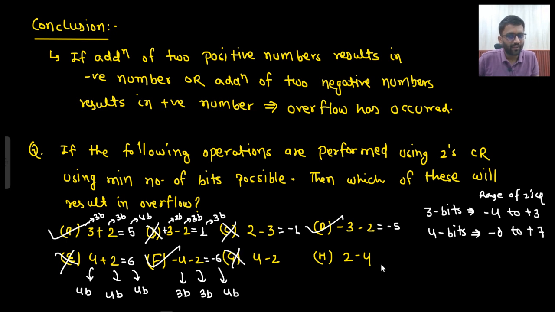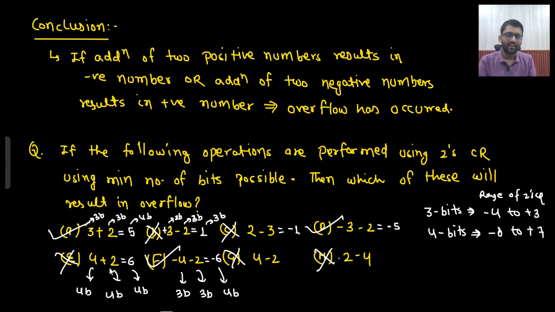For opposite signs, overflow will never occur. Here plus sign is there, here minus sign is there. You do not even need to check for the opposite sign, so you don't need to check. But for the same sign, you need to check.